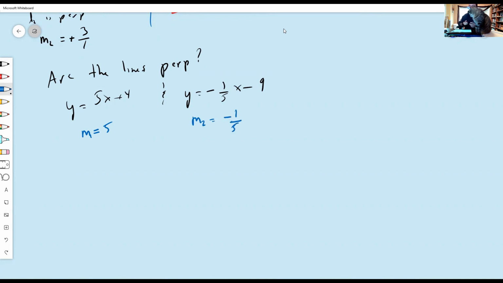Well, there's two ways of doing it. So you just look at it and say, well, they're opposite, are they opposite reciprocals? Opposite means one's plus and one minus, right? This is plus 5, that's a minus 1/5. Got the opposite part. Are they reciprocals? Reciprocal of 5 over 1 should be 1 over 5. So the answer is yes, these two lines are perpendicular.